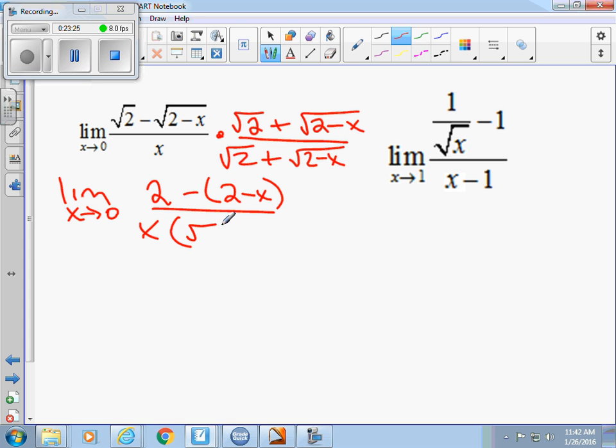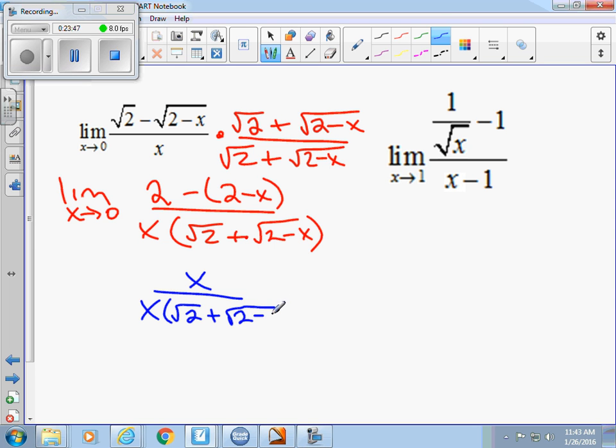On the bottom, I'm going to leave that not multiplied together because I'm hoping that x cancels. Would you agree with that statement? That's my goal. 2 minus 2 is 0. Distribute the negative. I get a positive x on top. Which part? I could show. The x's cancel, which leaves a 1 on top.